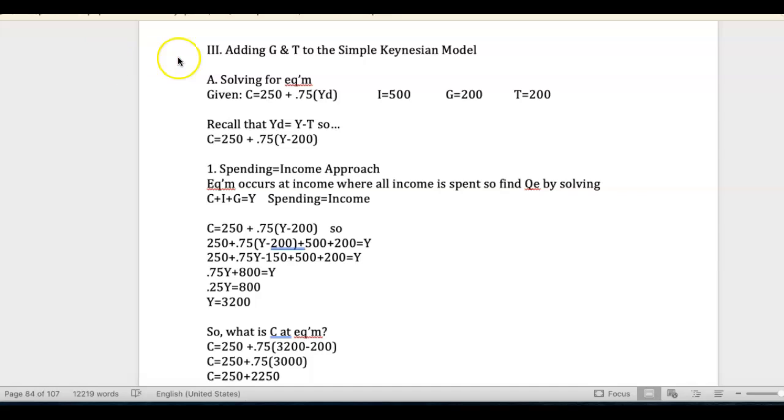So I'm going to stop there, and then we're going to talk about the simple Keynesian model expanded.